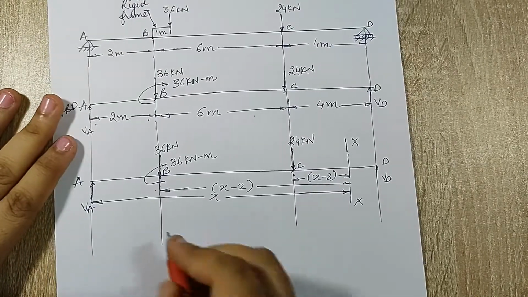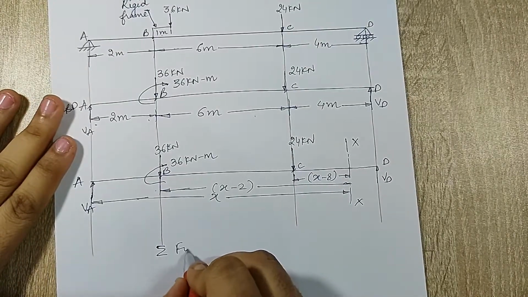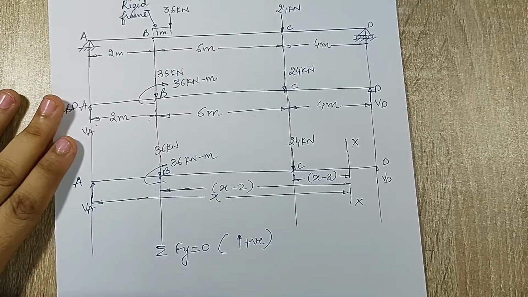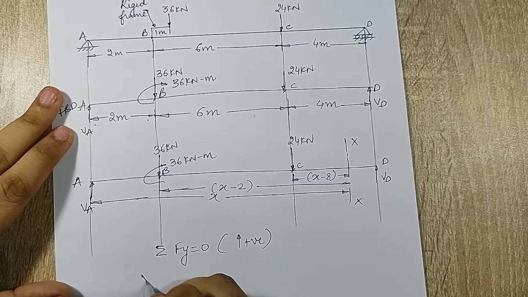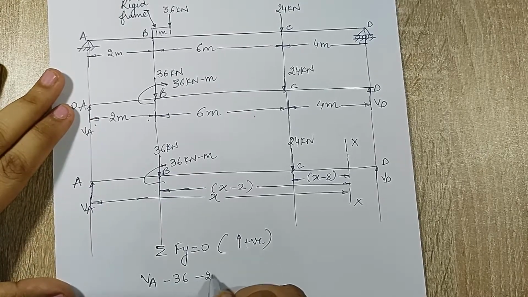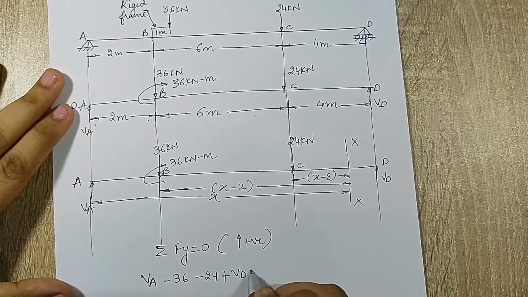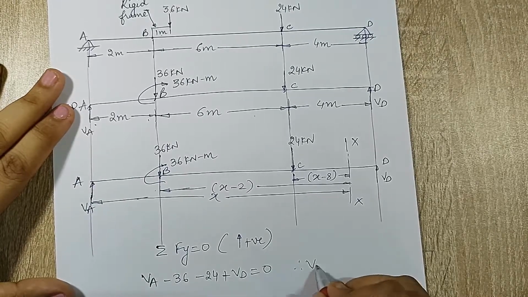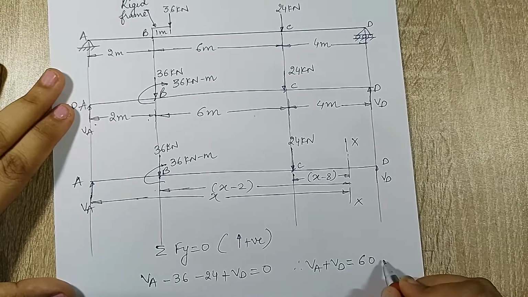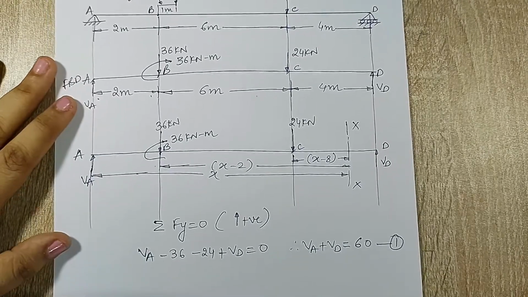Now I will start with the conditions of equilibrium. Summation of force in y direction is 0. Any force going upward is positive. I am going to use the FBD. VA going upward, I have 36 going downward, I have 24 going downward, and VD going upward is equal to 0. So I have VA plus VD is equal to 60. This is my first equation.